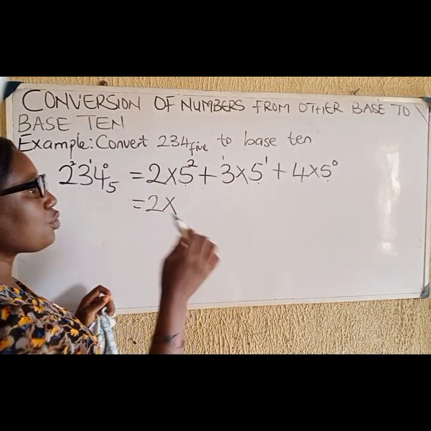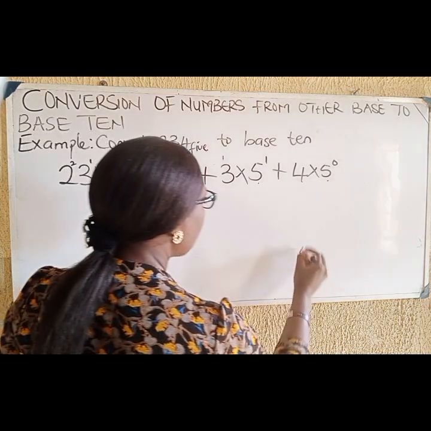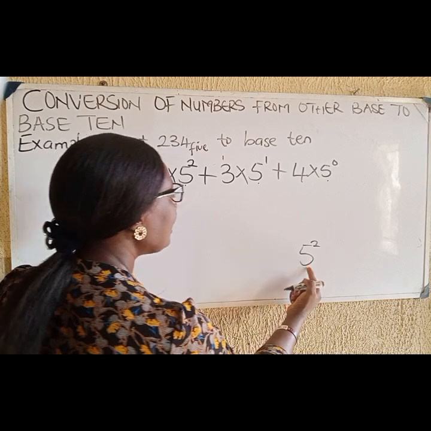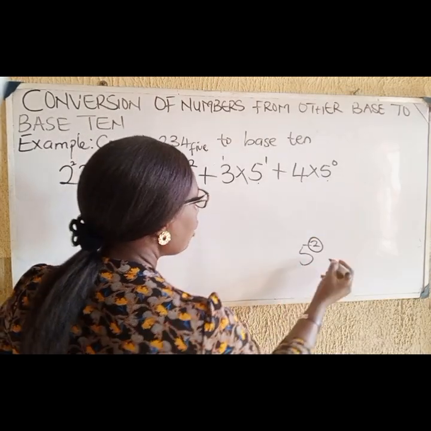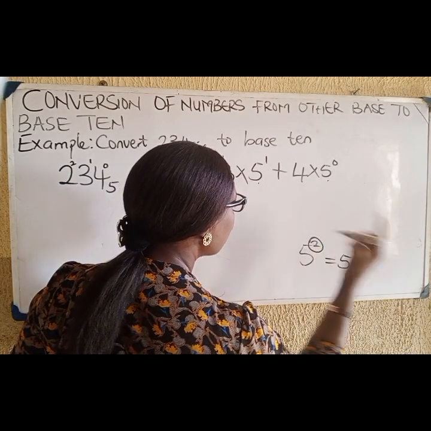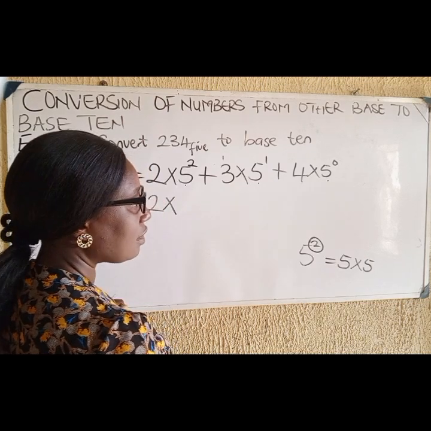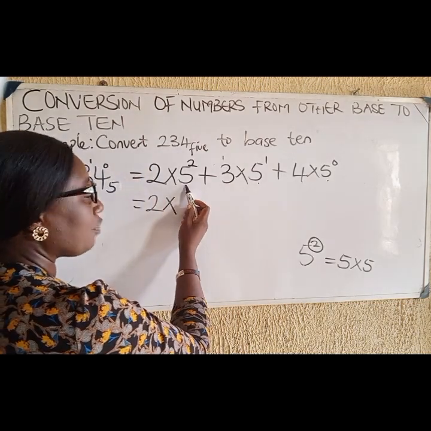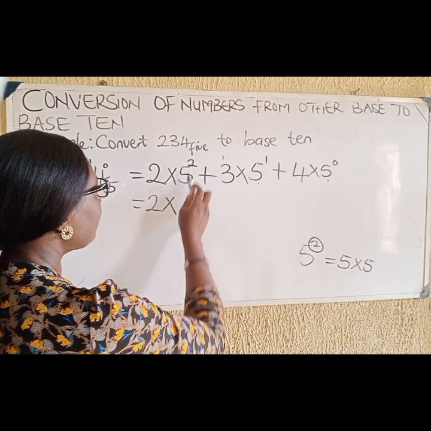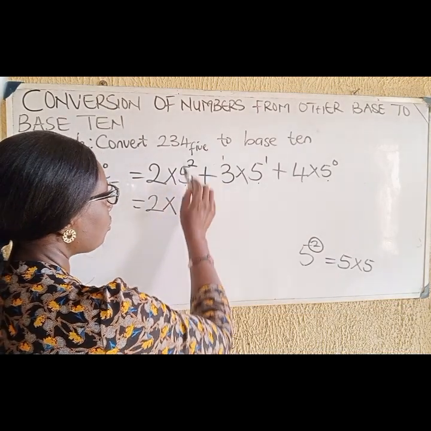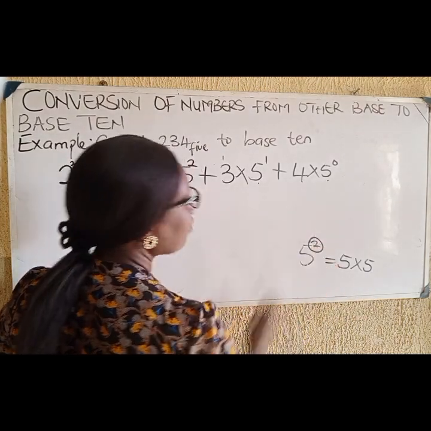This is where some students make mistakes. 5 raised to power 2 means multiplying this 5. This one is telling you how many times you are multiplying this 5. So I'm multiplying this 5 twice, which is 5 times 5. Are you listening? Some students make a lot of mistakes here. They will say 5 times 2 or 2 times 5. No. It's not 5 times 2. It's 5 times 5.